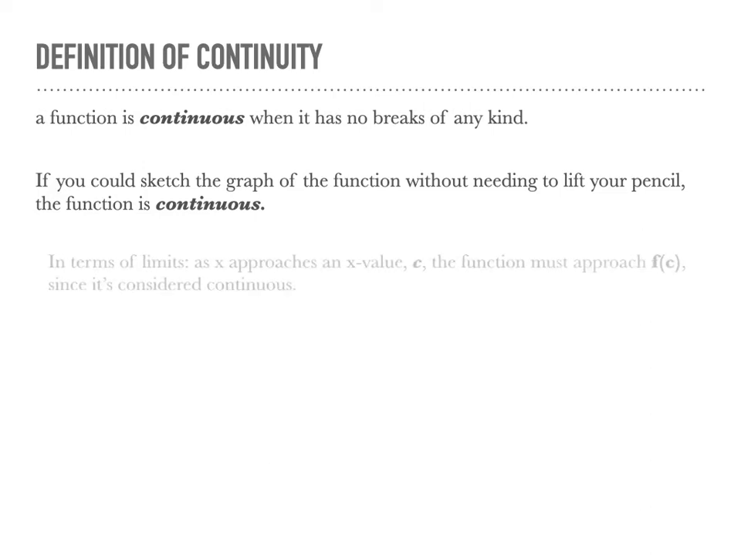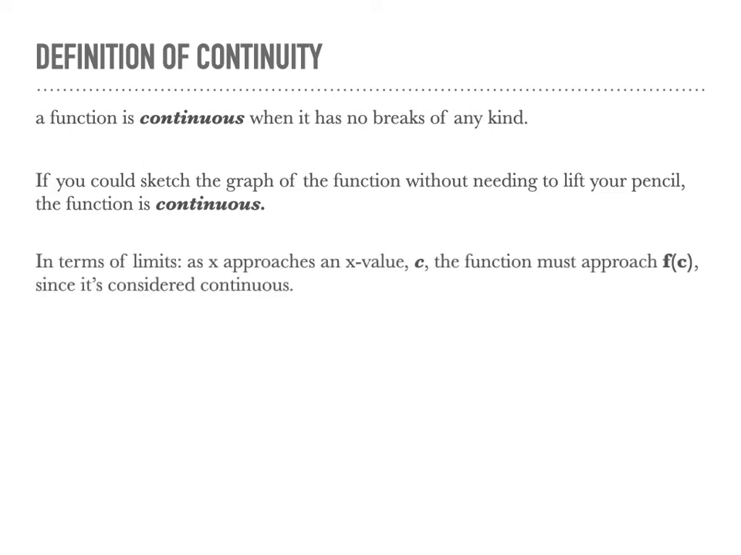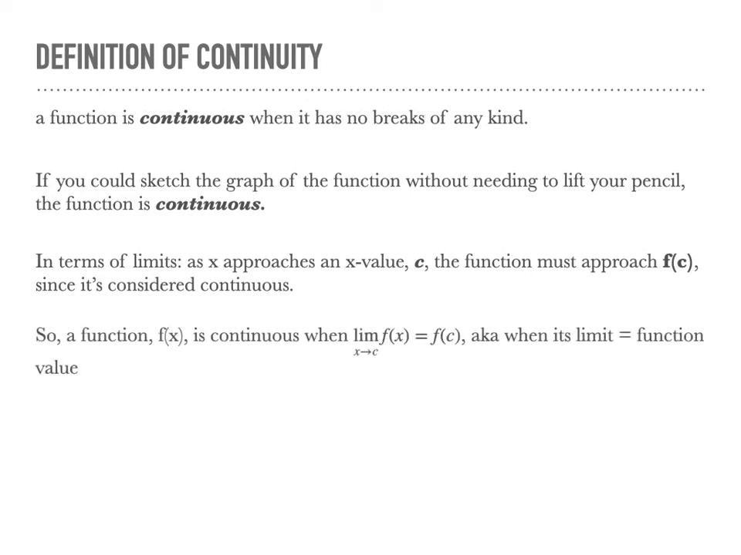Now, in terms of limits, as x approaches an x value, which we will call c, the function must also approach f of c since it's continuous, meaning since it has no breaks of any kind. It's just smooth and flowing. So a function f of x is continuous when the limit of f of x as x approaches c is equivalent to f of c, aka when the limit equals the function value.